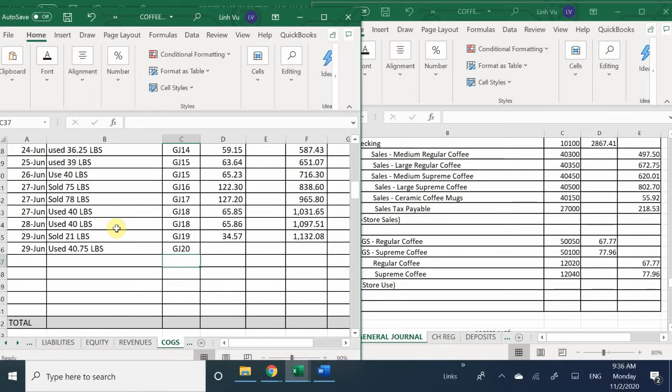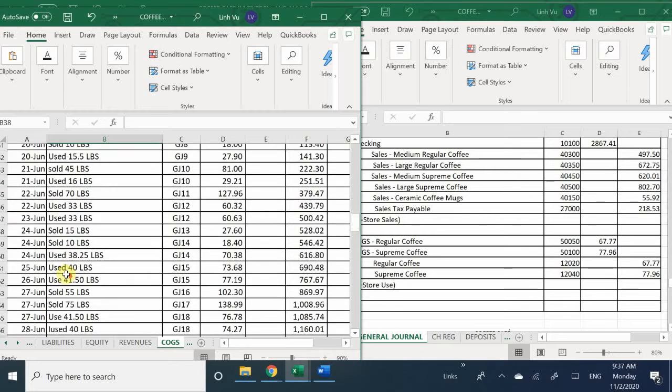Okay, so we're going to say we've used, we're gonna do the date, use 40.75 pounds, GJ 20. We're going to debit 67.77. Not the phone, not the calculator. Okay. 2, 4, 8, 7, 1199.85. 1199.85 should be correct.